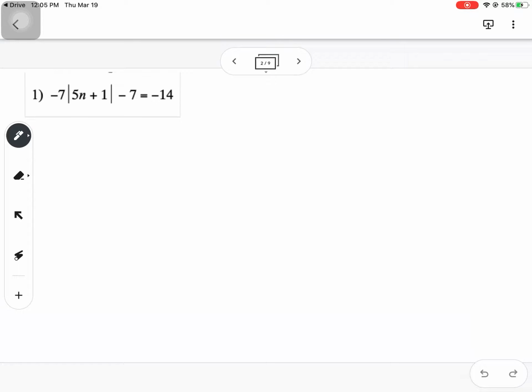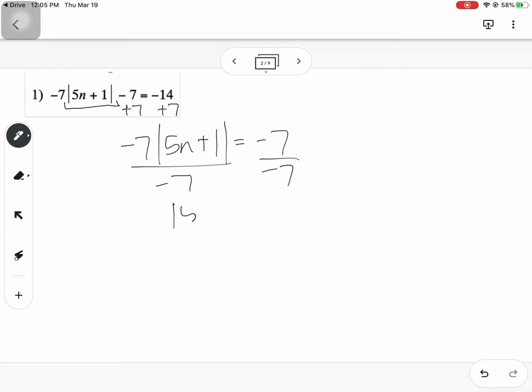value equations. With your absolute value equations, what you have to do at first really is just isolate that absolute value. So here I'm going to add 7 to both sides. And then I'm going to divide by that negative 7. So you get the absolute value of 5n plus 1 equals 1.